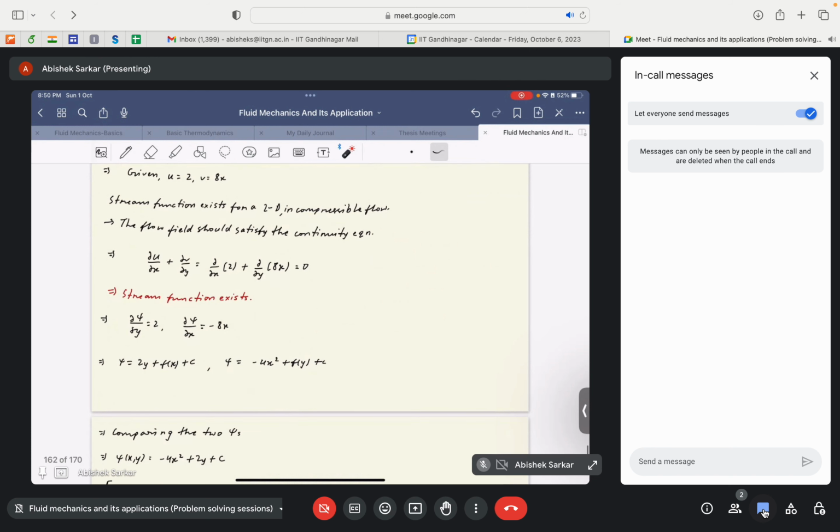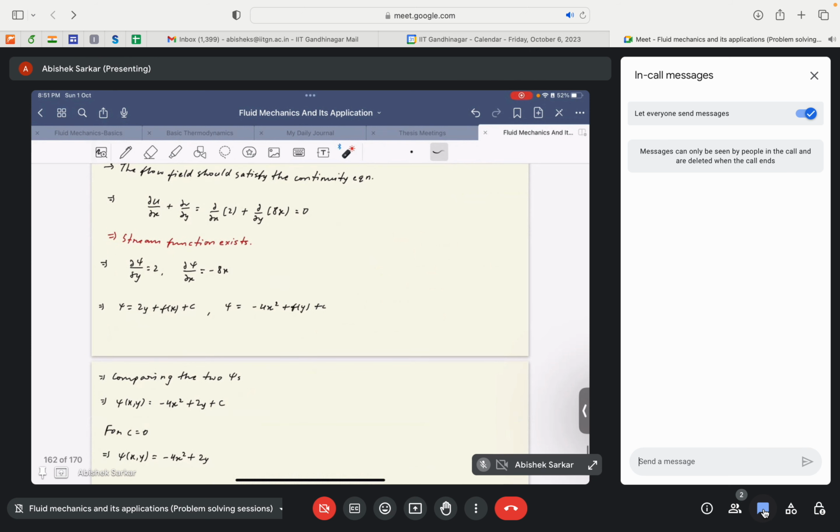Again, we follow the same algorithm or same steps that we used for the potential function. We know that the x component of the velocity will be given by dou psi by dou y. So dou psi by dou y is equal to 2, and we know that the y component of the velocity will be given by minus of dou psi by dou x. So dou psi by dou x is equal to minus 8x. Just integrate the first expression with respect to y, we get that psi equal to 2y plus some function of x and some c.